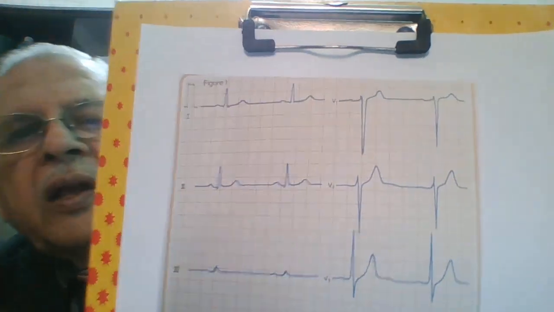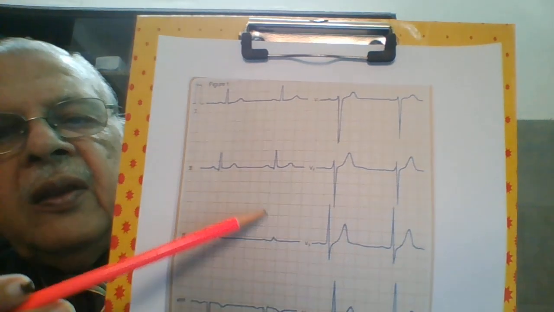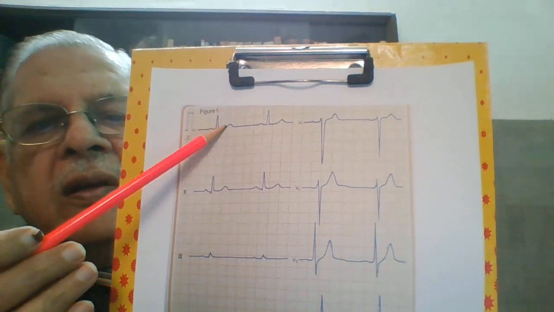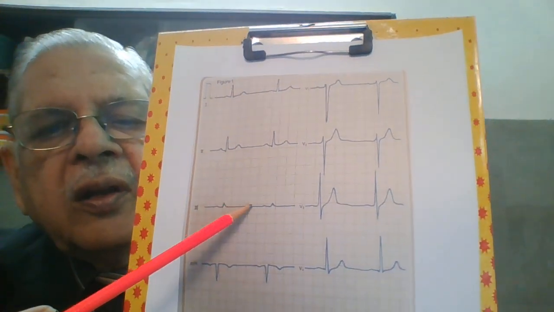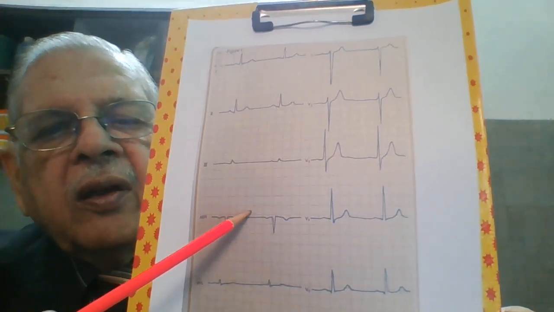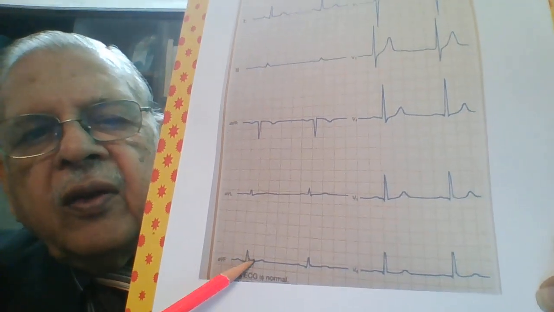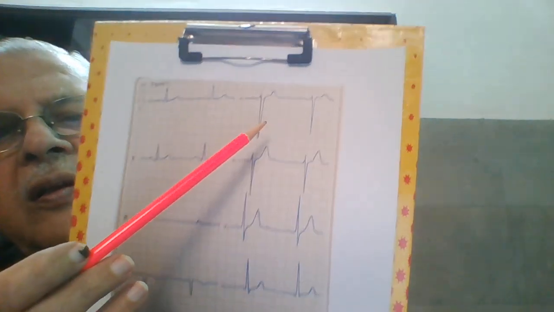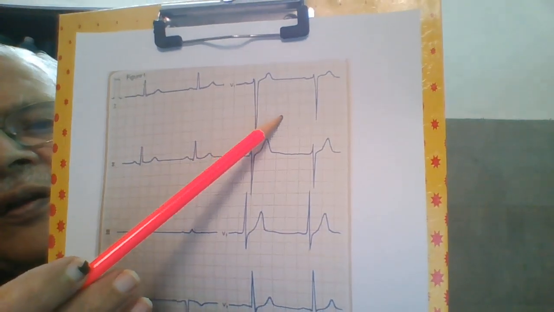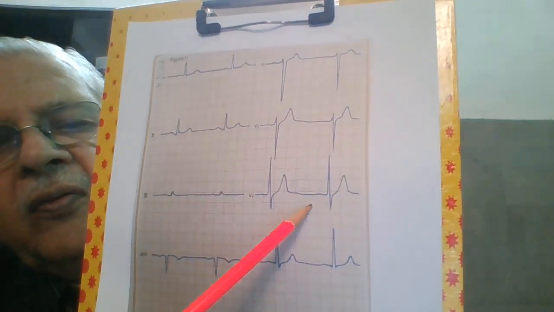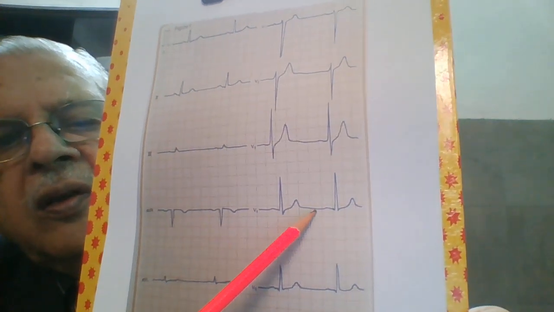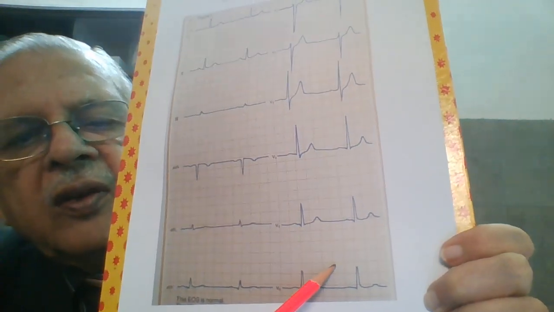Now, to make it more clear, I show you how a normal ECG will look. See, this is lead 1, 2, 3. aVR, aVL, and then aVF. And go to this side. This is lead V1, V2, V3, V4, V5, and V6.